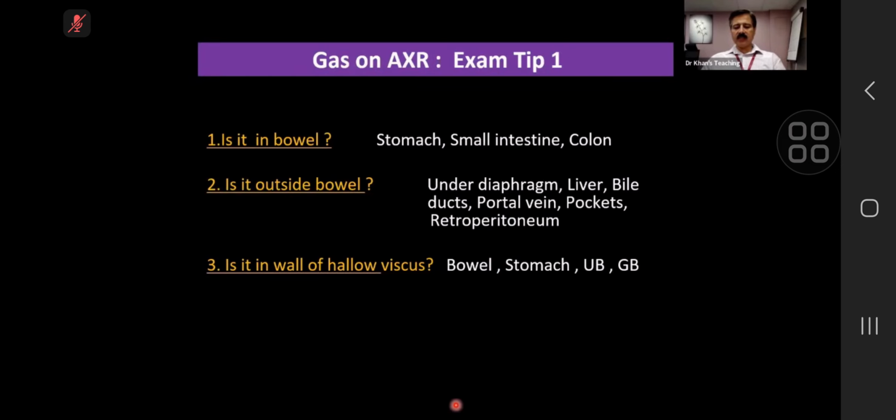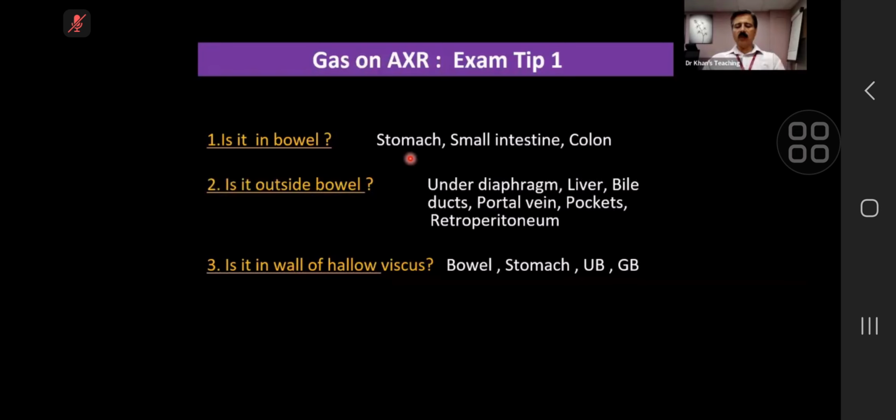Okay, key exam tip. The most important exam tip about plain abdomen is, when you see a gas focus on the plain abdomen, ask yourself, is it in the bowel? Is it outside the bowel? And very, very important for the exam, is it in the wall? Is it in what we call mural? And again, cases will come in this category.